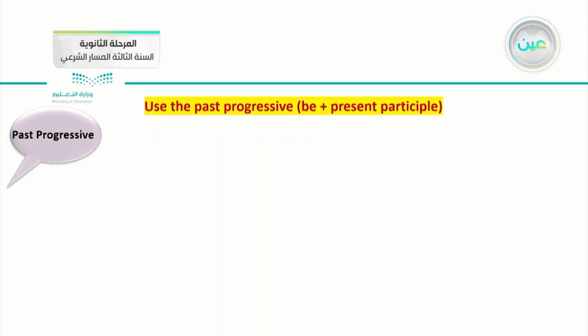Okay, now we will move on to complete our grammar from Unit 2. Now we will talk about the past progressive. What is the usage of the past progressive? What is the structure of it? How can we apply it? What is the suitable sentence with it? So, use the past progressive. This is the structure of it: be plus present participle.